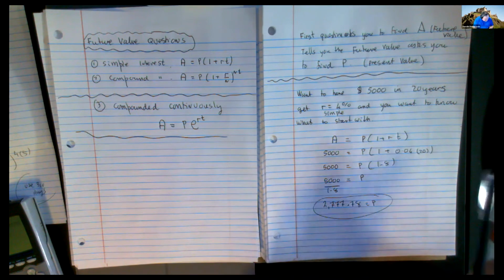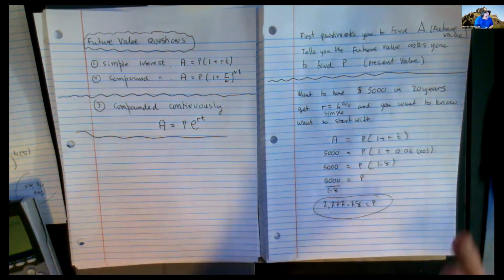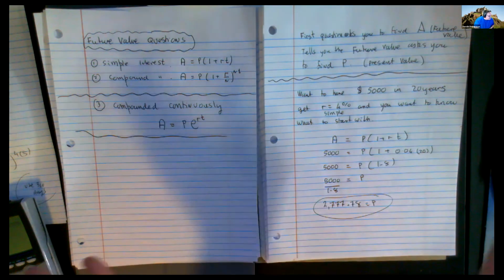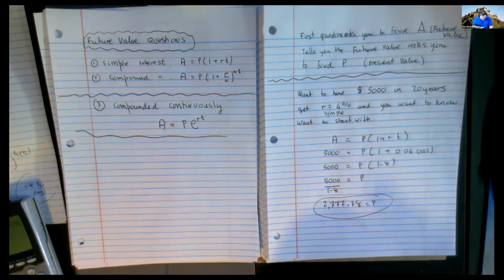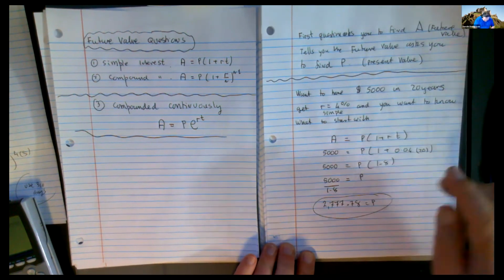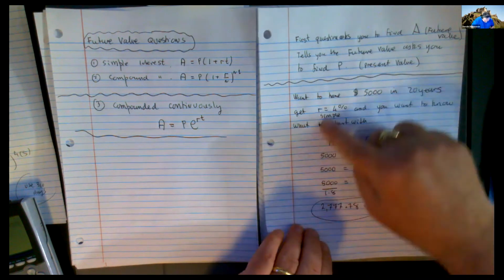So do you see how that future value can be used in 2 situations? One is I put some money away for 20 years. How much is the future value going to be? And the second question is, I want the future value to be this number. What should I start with? Which is how I did that one. Now that's a simple interest one.